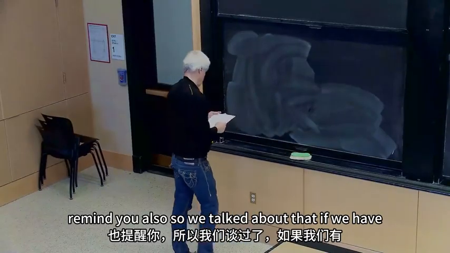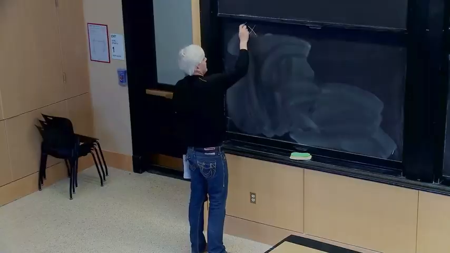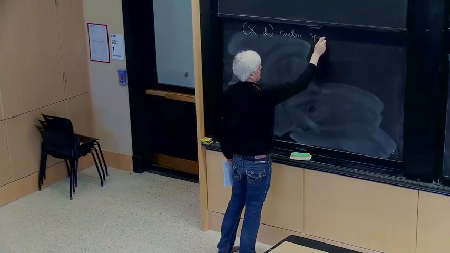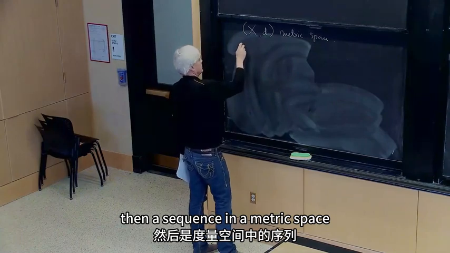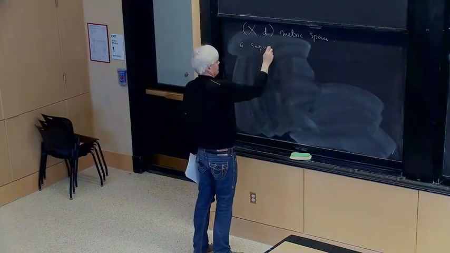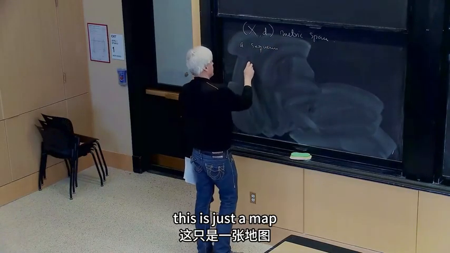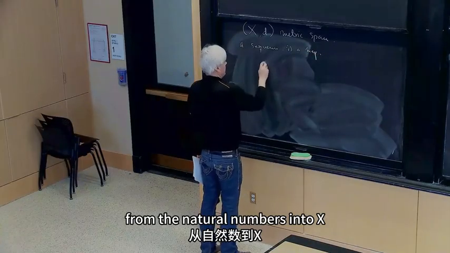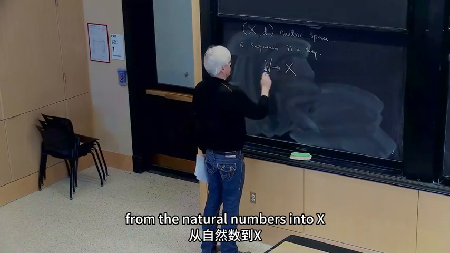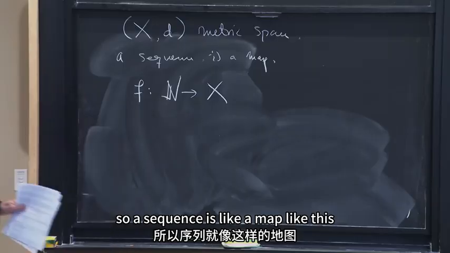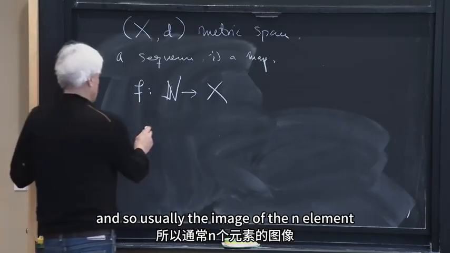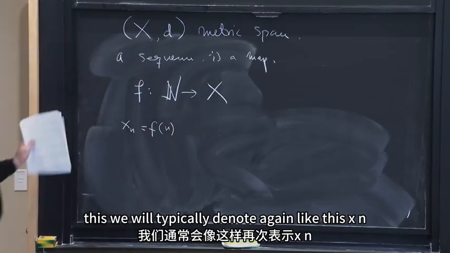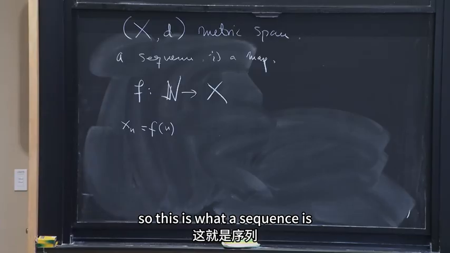remind you also, so we talked about that if this here is a metric space, then a sequence in a metric space is just a map from the natural numbers into X. So a sequence is like a map like this. And so usually the image of the n-th element we will typically denote like this, xn. So this is what a sequence is.